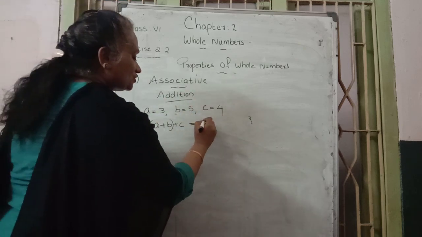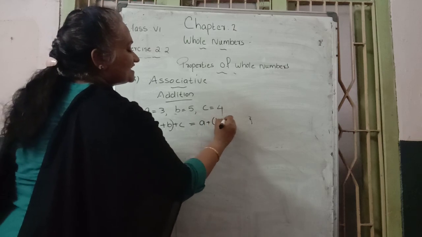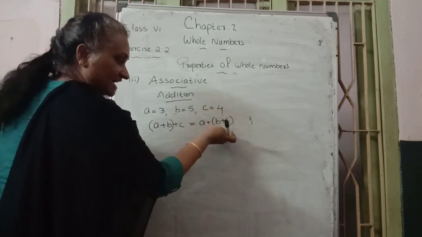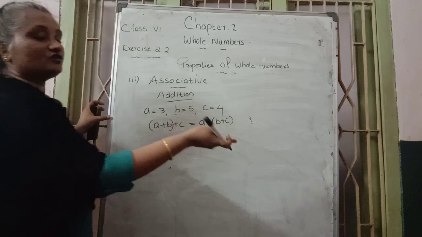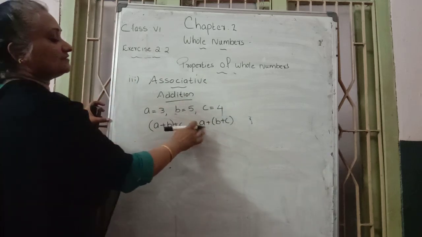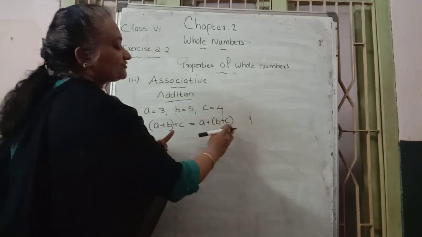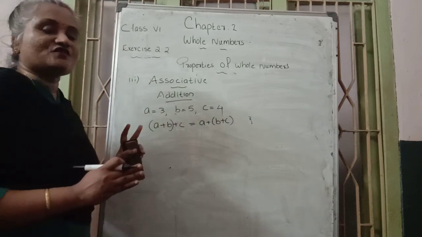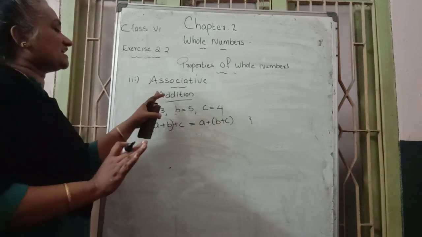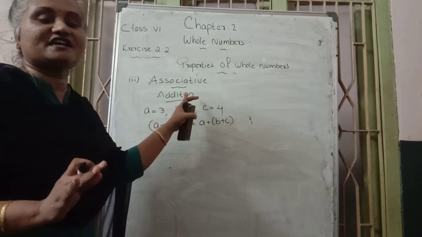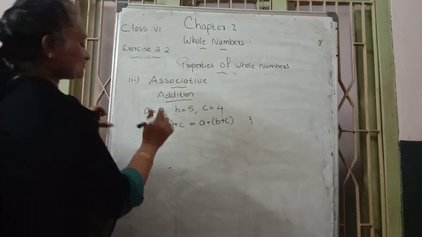Or otherwise the order is changed. Keep the A value out; first the B and C values are added inside the bracket, then that answer is added with the A value. Then if the left and right side answers are the same, we can say the associative property is satisfied under addition. So first we can check it.